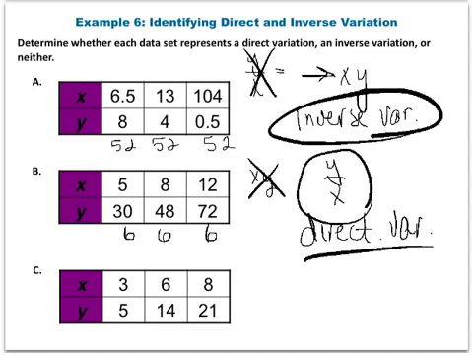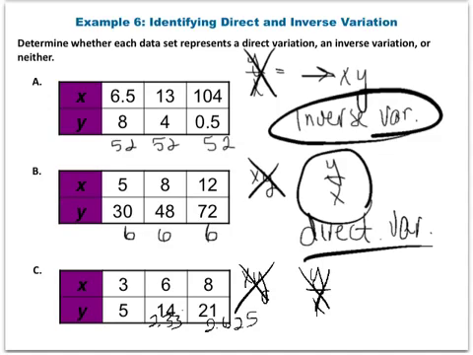Let's try this last one. Okay, let's try xy. 8 times 21 is 168. 6 times 14, 84, doesn't work. Let's try y over x. 21 divided by 8 is 2.625. 14 divided by 6 is 2.33. Doesn't work. So neither is the answer.